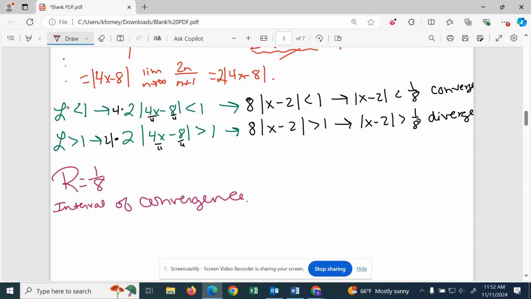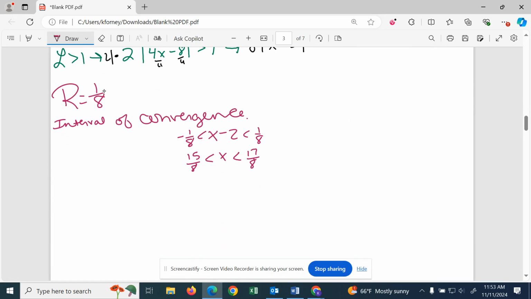So we solve the inequality. We would have x minus 2 is going to be between negative 1/8 and positive 1/8. So then that tells me x is between, so you would add 2, and so that is adding 16 over 8. So that's 15/8, and 1/8 plus 16 over 8 gives us 17/8.